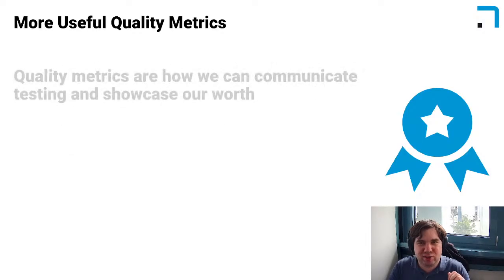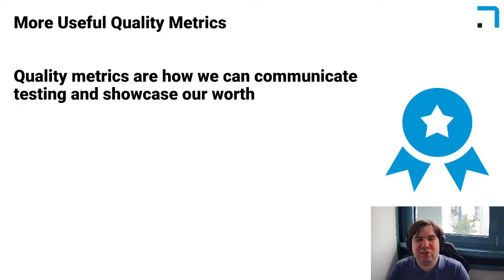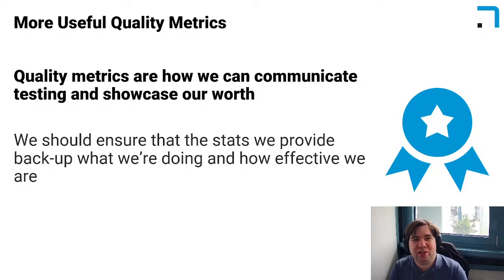Because quality metrics are really all about how we communicate testing and we showcase our worth as testers. Quality metrics are how we tell our project managers and our client stakeholders that, hey, we're doing our work. We're making sure that we're doing it well so the project is on track and everything's going to look good. And so we owe it to them and to ourselves that the stats we provide back up what we're doing and how effective we are. Because if we don't provide these useful quality metrics, then maybe they won't fully understand what we're up to and how we're doing it.